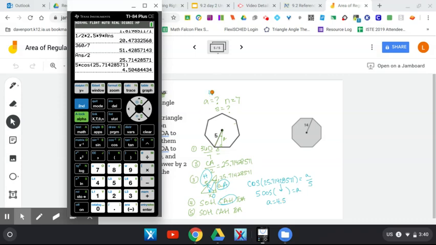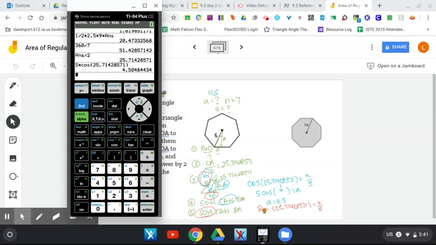So now for our next step, we are going to use the same triangle from number 3, but now we're going to use the hypotenuse and the opposite. So in step 5, it becomes a sine problem. So I'm going to do sine of 25.71428571 equals x over 5.